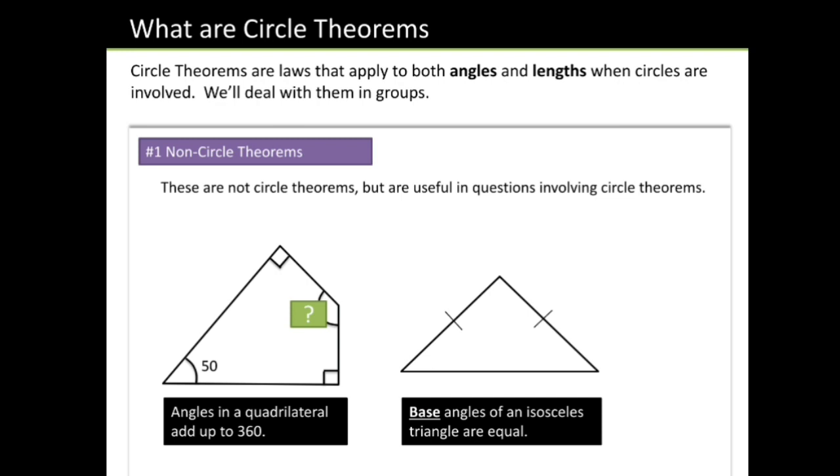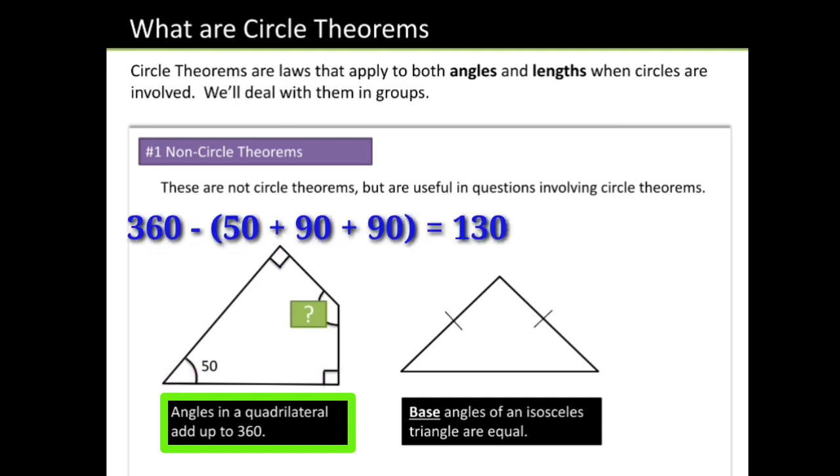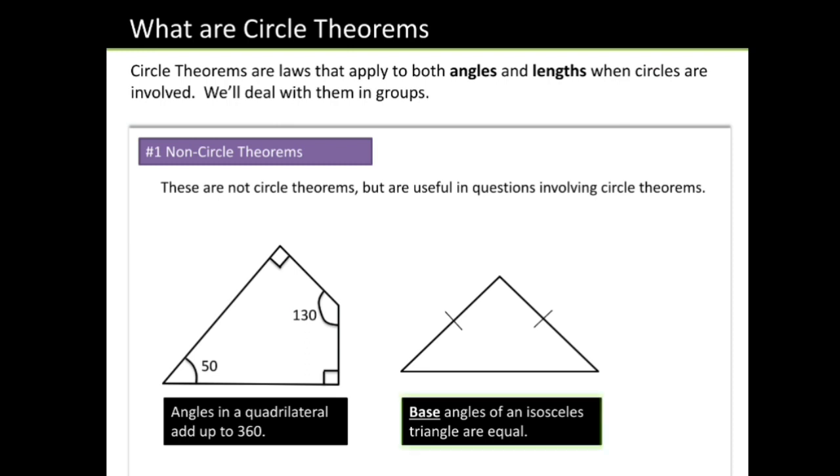The first one here: angles in a quadrilateral add up to 360. So, for example, if this angle is 50 and these two angles are 90, the remaining angle will be 360 minus (50 plus 90 plus 90). This will give us 130 degrees. Another theorem: base angles of an isosceles triangle are equal.